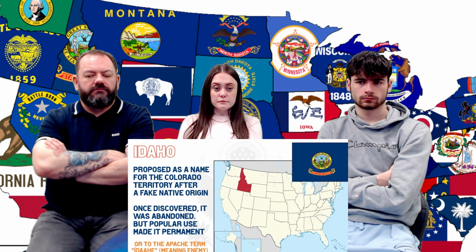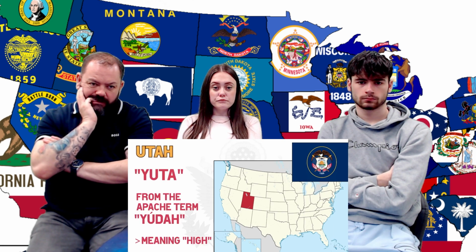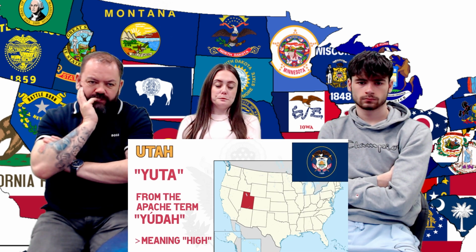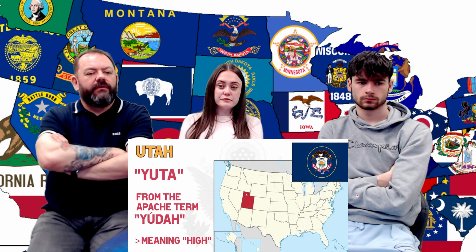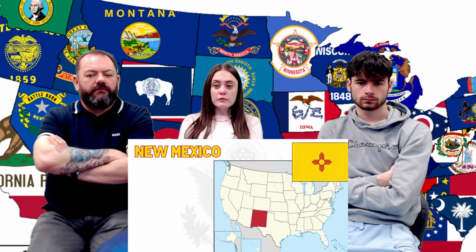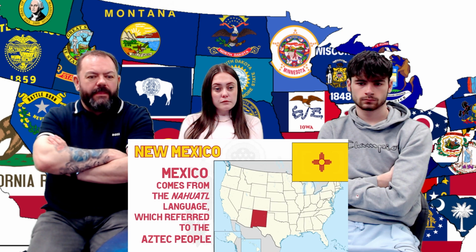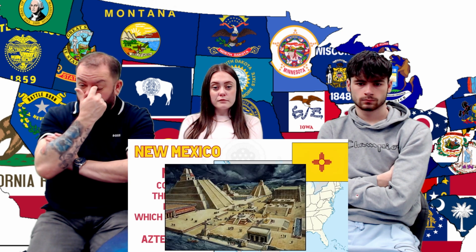An Apache term was also used by the Spanish to name Utah. Utah, but with a Y, from the Apache term Yuda, was the Spanish designation for the local people, which meant high. After becoming part of the US, the term was adapted into English, becoming Utah. Back south, New Mexico. This one is pretty straightforward too, from the Spanish Nuevo Mexico, meaning the new Mexico. In turn, the name Mexico comes from the Nahuatl native language, which referred to the Aztec people who founded the city of Tenochtitlan.